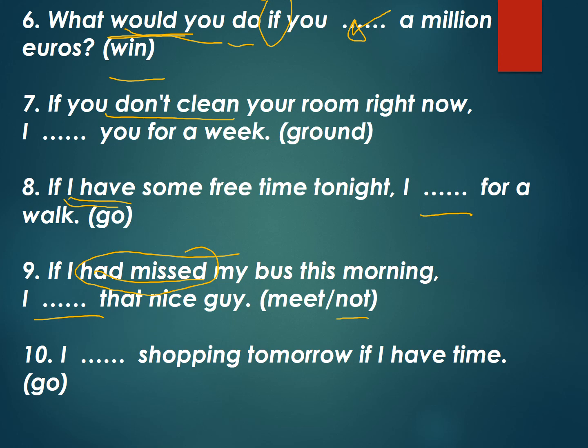Okay, the last question. I go shopping tomorrow if I have time. Again, if here in the middle, it's followed by the if clause, if present simple. Then we think of two types, zero or first conditional, general situation, zero, or specific situation, first conditional. Yes, it's a specific situation. You should use the first conditional. So here we have if, present simple, the first conditional, future simple, will plus infinitive. So it becomes I will go shopping tomorrow if I have time, and I hope that you have understood this rule.